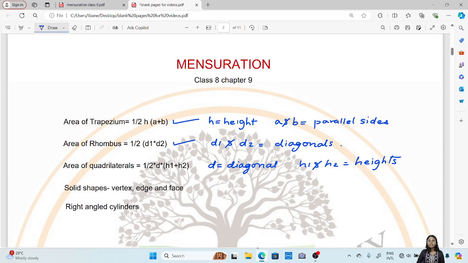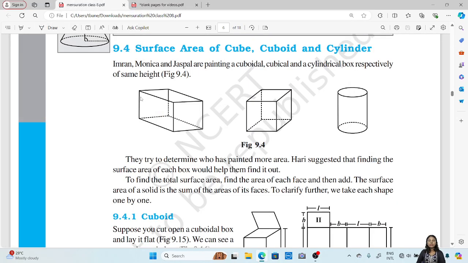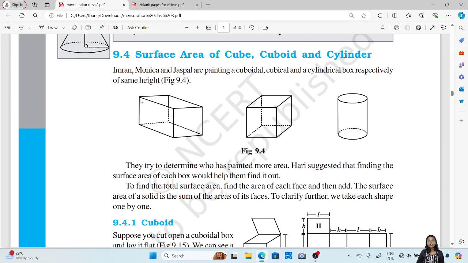Next, we saw some of the solid shapes. We saw that all of them have these three things: the vertex, that is the corner, then the edge, and then the face. And also we saw right angled cylinders. So in today's class, we will discuss the surface area of a cube, cuboid and cylinder.